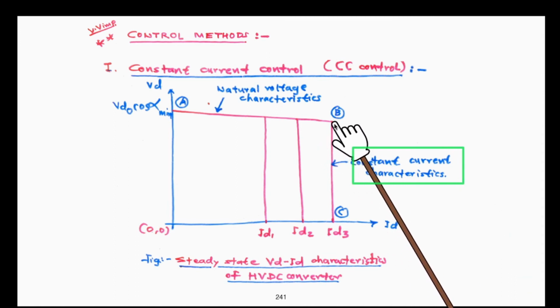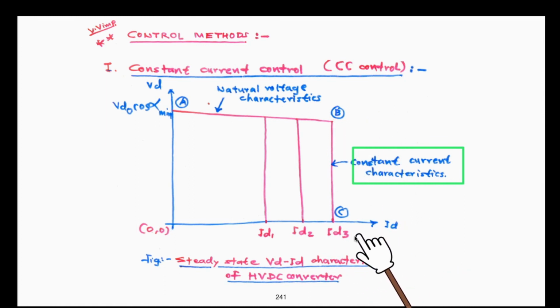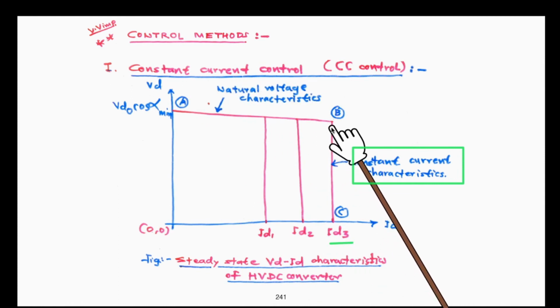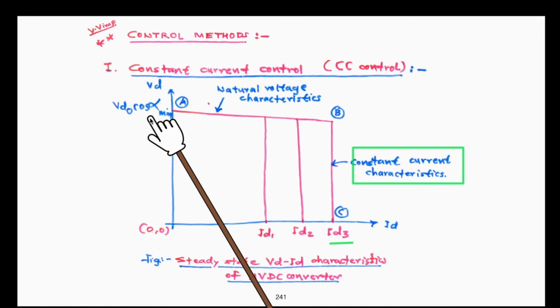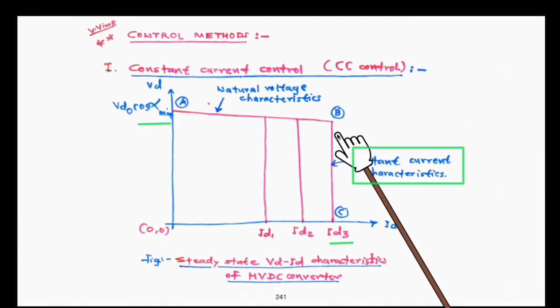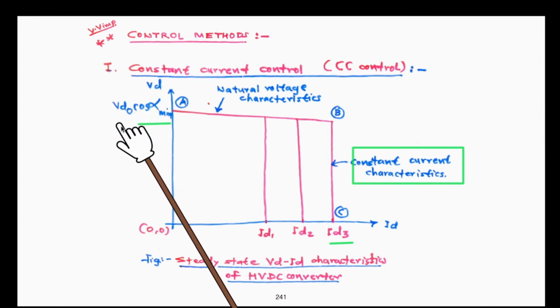As the current tries to go beyond point B, beyond ID3, some set value, the rating of the thyristor or maybe the rating of the converter station, what will happen is that the constant current control method will try to adjust the firing angle alpha. As the current is trying to increase, it will reduce this particular voltage.